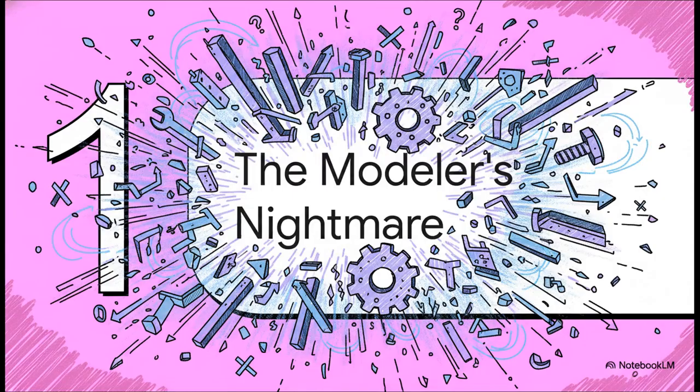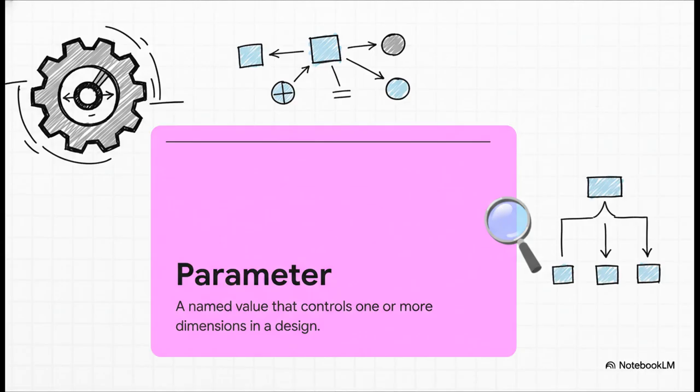So yeah, let's first take a closer look at that nightmare scenario. You know, the one where a single tiny change just unleashes total chaos. Because once you really understand the problem, the solution feels like a superpower. And that solution is this simple but incredibly powerful idea: a parameter. In software like Fusion 360, a parameter isn't just some random number, it's a named value. Think of it like a master control knob.